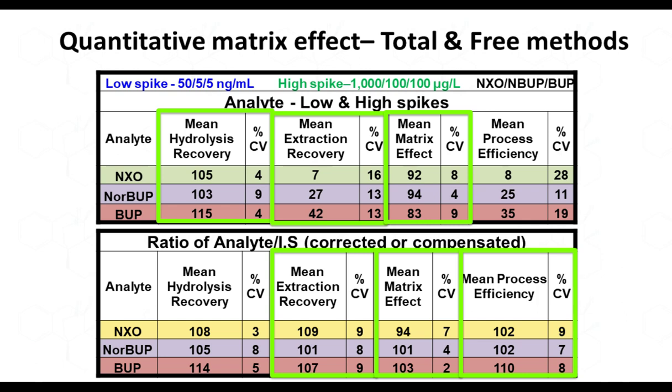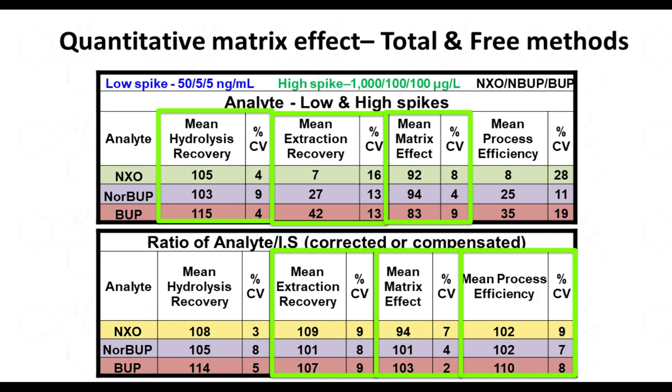And the same thing for matrix effect. We have low variance between samples. This is spiking the drug at these 2 different concentrations into 10 different patient samples. A little more ion suppression for buprenorphine than we'd like to see. But as you can see, when we ratio the recovery of the analyte to the ratio of the deuterated internal standard, that's corrected completely, and we have better precision. And it's the same story for matrix effect.